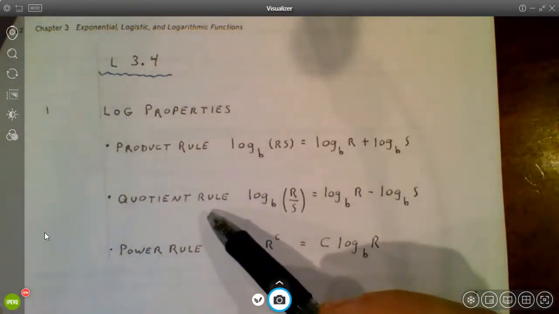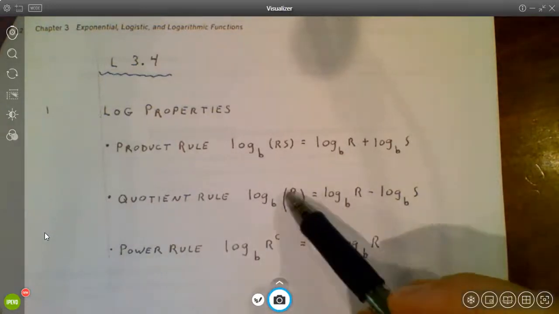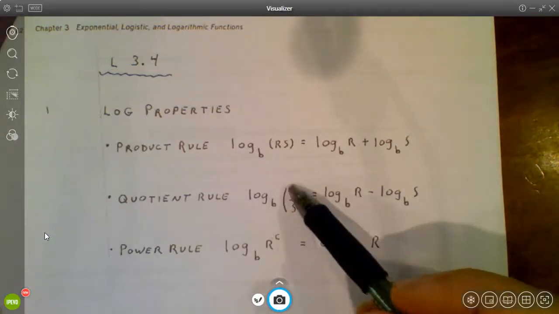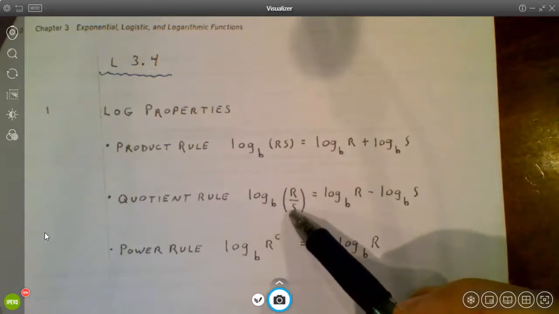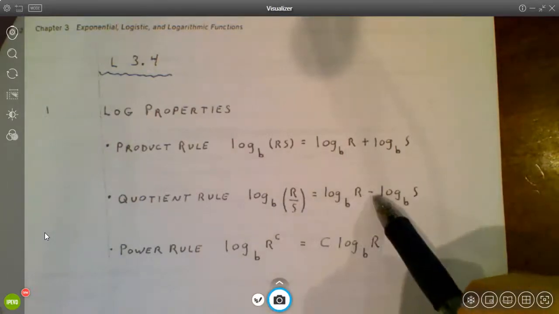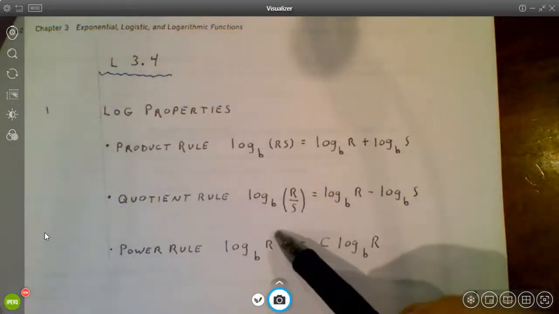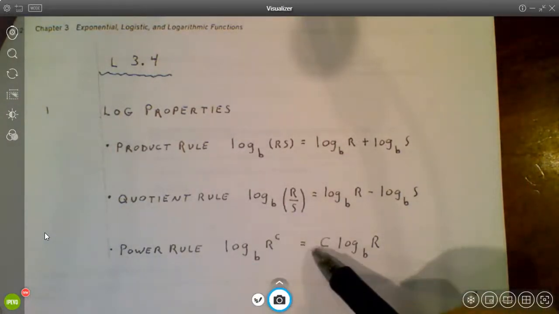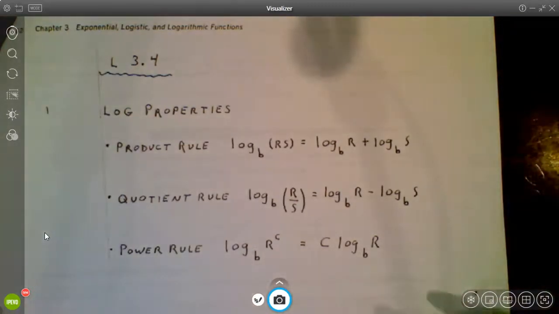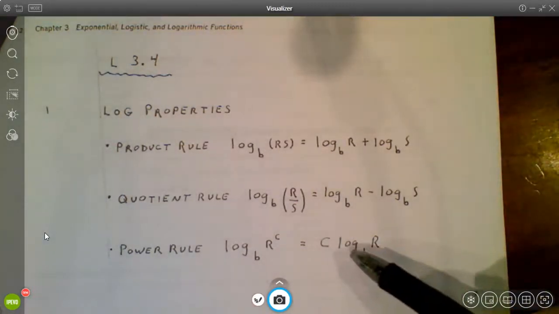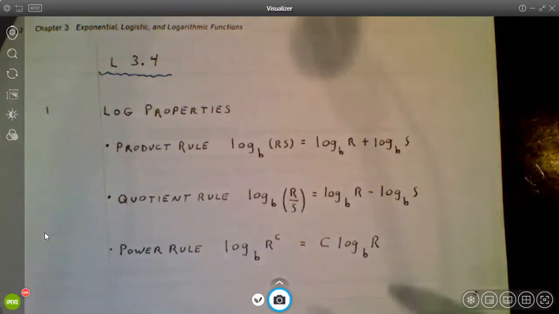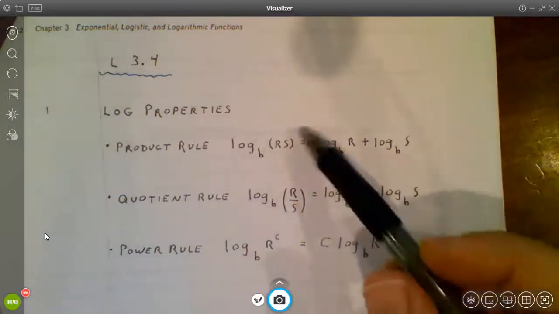Very similar with the quotient rule, except that it's subtraction. Whenever you have the division of two items, we can separate them into two separate logs through subtraction. And then the power rule is where you can take the exponent and move it to the front, and it becomes multiplication. So it becomes C times the log of whatever. Get on these, especially the first two.